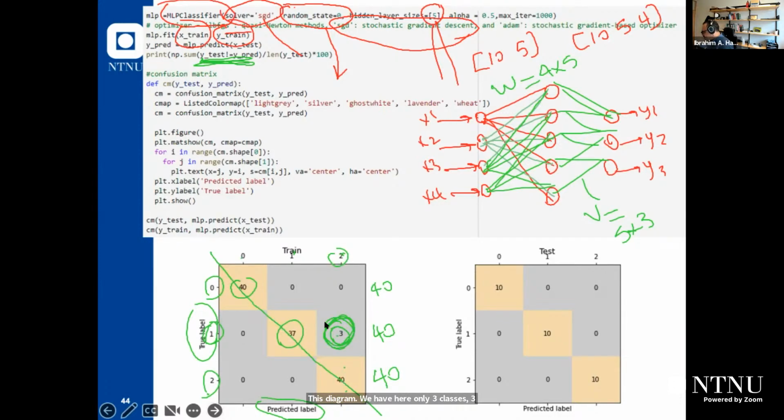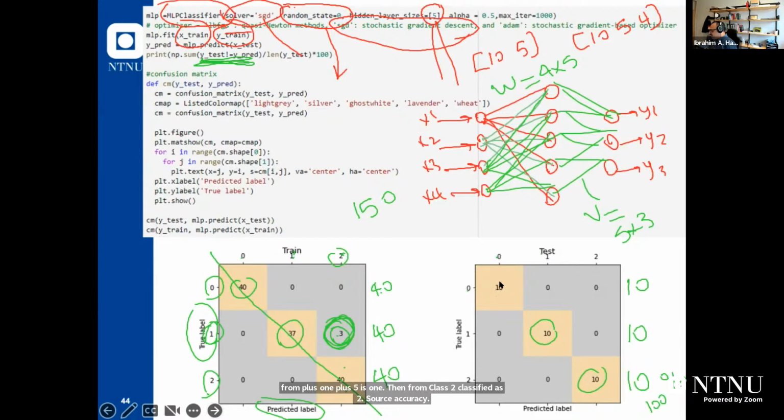Right? For the test set, the accuracy is almost 100% because from each class we have 10. The total size of my data set is 150. We have 40 for training and 10 for testing, so this one will be 10, 10, and 10. When you read this confusion matrix, it means 10 from class 0 classified as 0, 10 from class 1 classified as 1, 10 from class 2 classified as 2. So the accuracy here is 100%. To get the accuracy, it will be 10 plus 10 plus 10 divided by 30. So it will be 1 multiplied by 100, so it will be 100%.